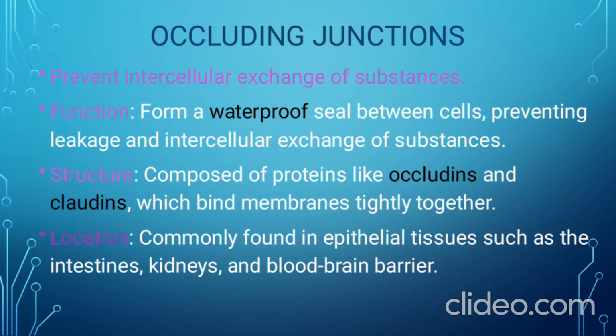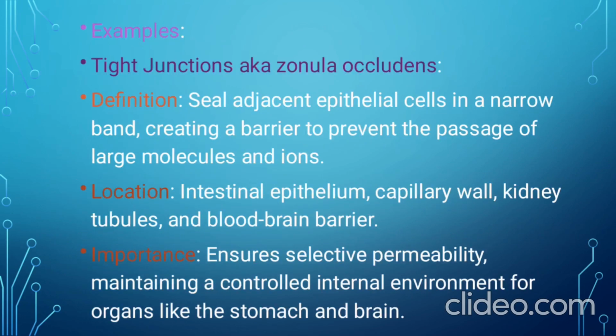The structure of the occluding junction is made up of proteins like occludin and claudin, which bind the membranes tightly together. You can find them in epithelial tissues such as the intestine, the kidney, the blood-brain barrier, the choroid plexus, and the apical margin of the epithelial lining of the intestinal mucosa. An example of an occluding junction is the tight junction. It's also known as zonula occludens.